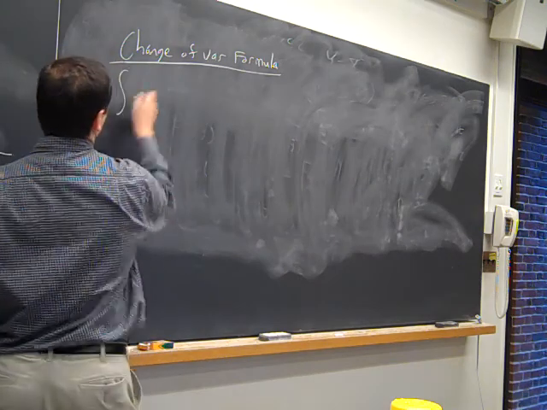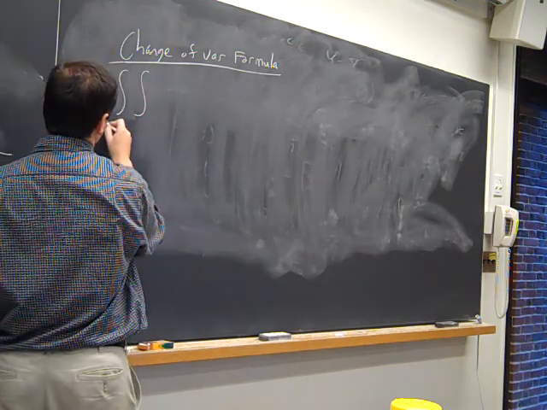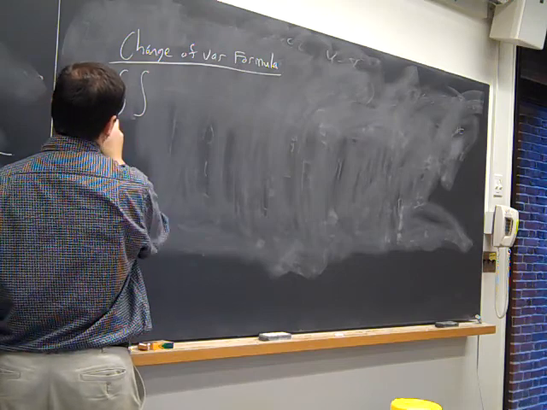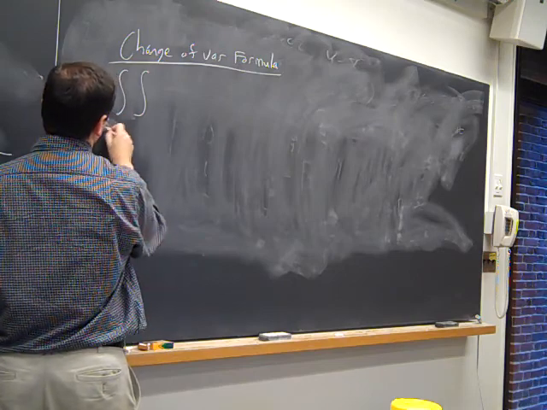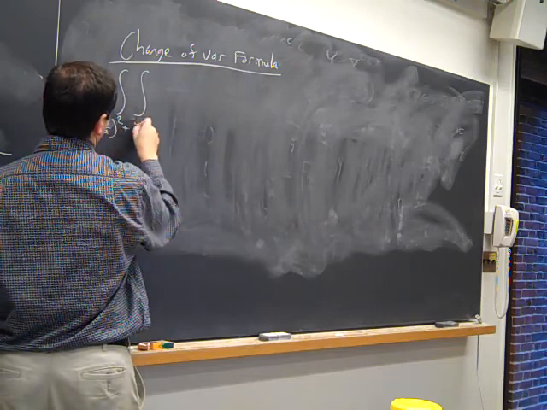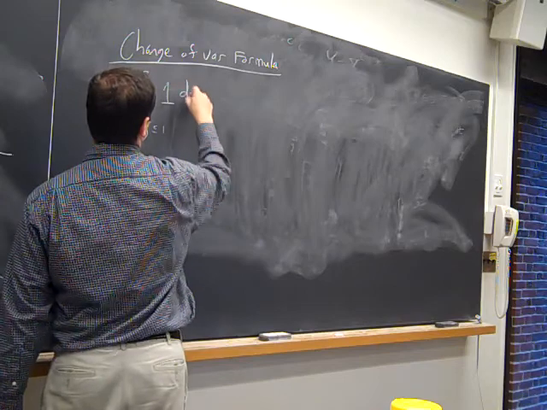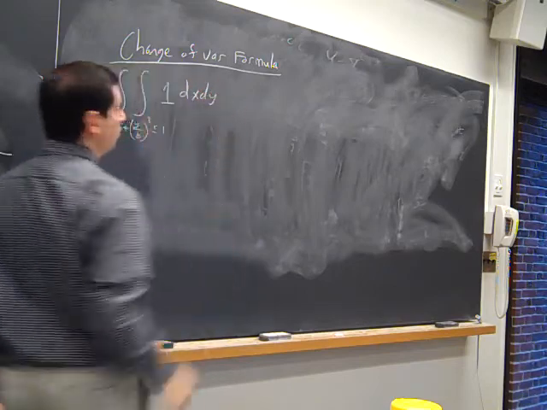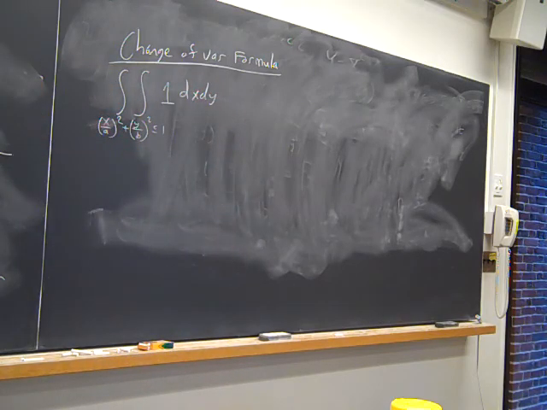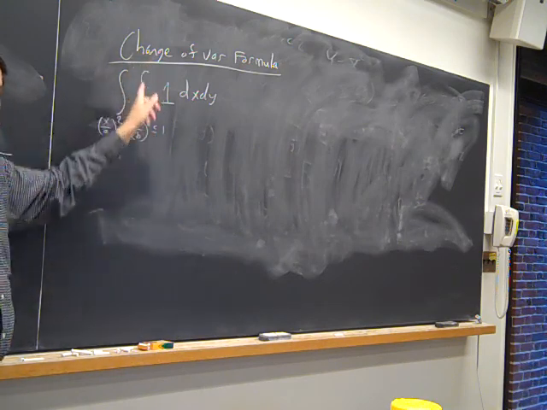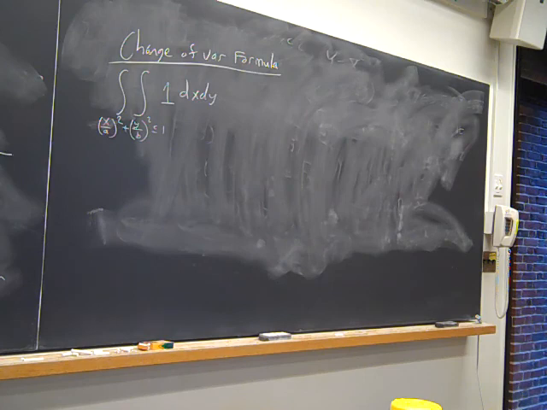I want to calculate the integral over the region (x/a)^2 + (y/b)^2 ≤ 1 of 1 dx dy. I want to calculate the area over this region. I could set up the bounds and have x go from minus a to a, and then y go from minus to plus the square root of 1 minus (x/a)^2, times b. I could write down those bounds.